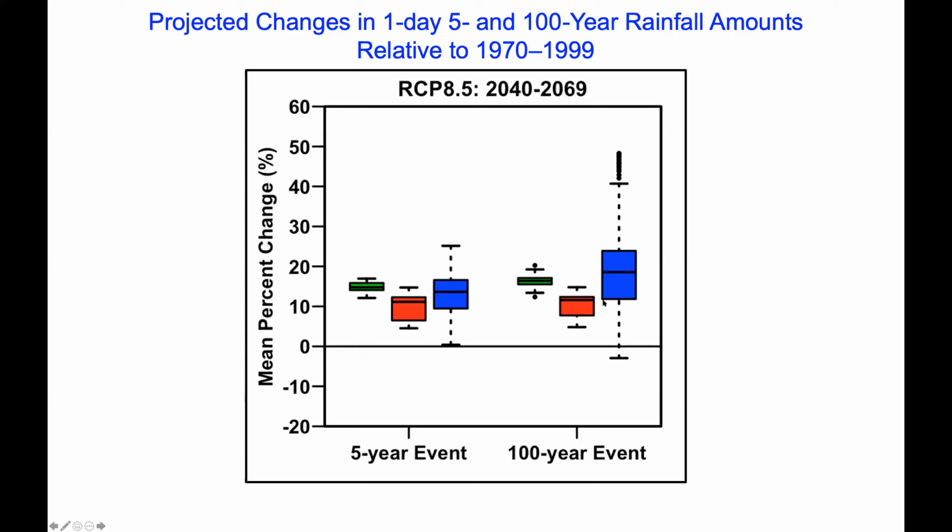The analog approach that we developed on average showing about a 10% increase, again in both cases, and the dynamically downscaled CORDEX simulations pretty much in between, except for the 100-year event where they're a bit higher than the others. I apologize for that.